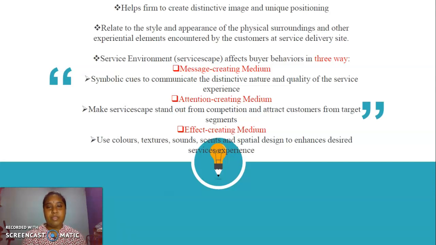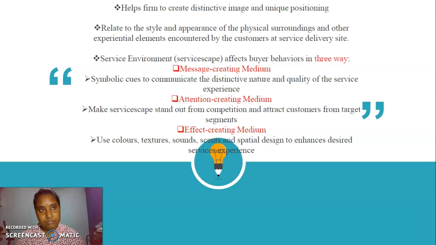Service environment, the servicescape, affects buyer behaviors in three ways. First, message creating medium. First of all, servicescape refers to the environment in which service is delivered and where the firm and the customer interact for a business purpose. First buyer behavior, message creating medium: symbolic clues to communicate the distinctive nature and quality of the service experience.